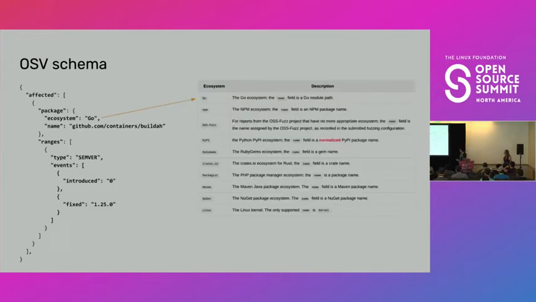Taking a closer look at this advisory, it is clearly referring to a Go package with a given module path. The OSV schema provides very clear definitions for every single ecosystem, and in all cases actually, the name that's specified for that ecosystem matches the native way to refer to that package in that ecosystem, so there is no need to do any kind of mapping.